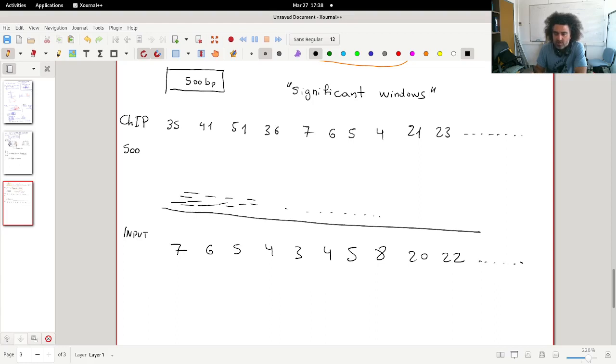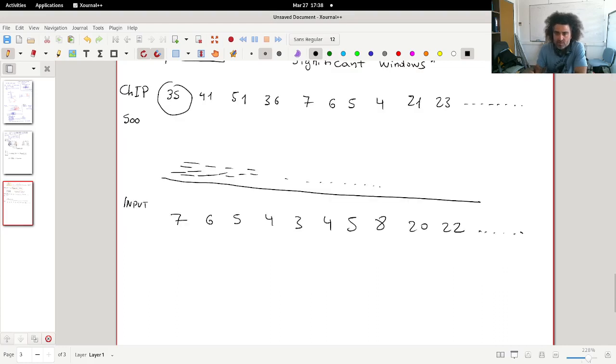And we want to find windows that have more reads compared to the rest of the genome, but also more reads compared to the input. Okay. So our first goal will be to compare this number here to the rest of the genome. So this one has 35 reads, and the average of all other windows, let's say that is 8.5 reads.